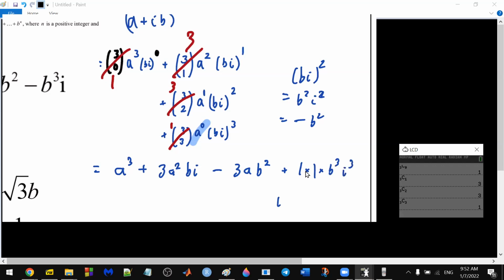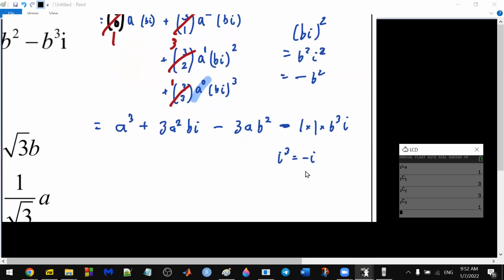What's i cube? Negative i. Yes, negative i. It's i square times i, so negative 1 times i, which is minus i. So simplifying, I'm just going to skip a step. i cube is immediately replaced with i, but the plus sign is replaced with a minus. Okay, clear? Yeah. Good.